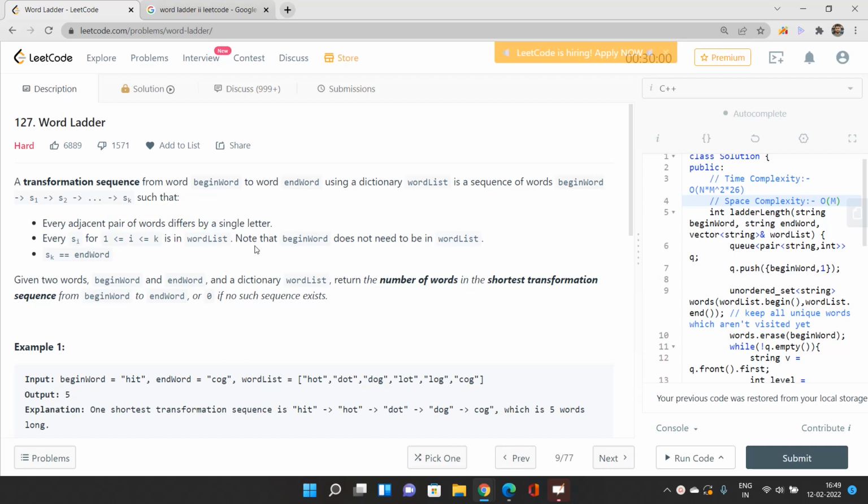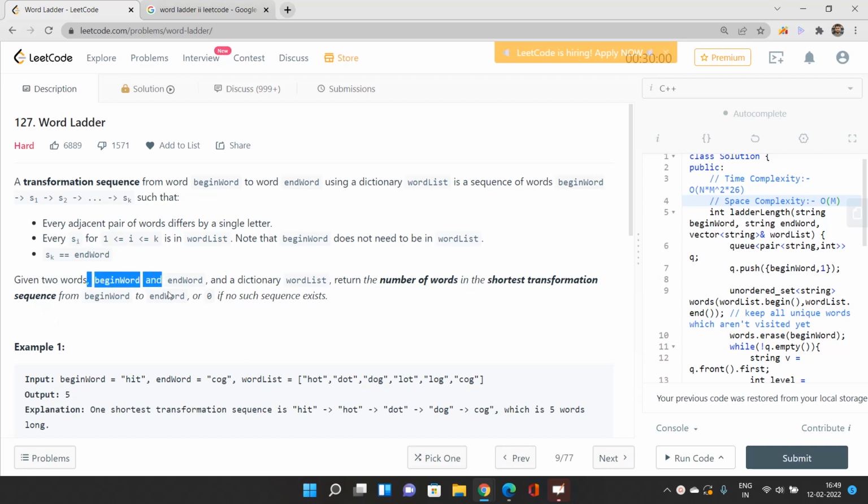A transformation sequence from beginWord to endWord using a dictionary wordList is a sequence of words beginWord, s1, s2, and it goes up to sk, such that every adjacent pair of words differs by a single letter. I would explain it with the help of examples, so for now let's complete that. Every si for i belonging to 1 to k is in the wordList. Note that beginWord does not need to be in the wordList, and the last word of this transformation sequence must match the endWord, because you need to reach the endWord, right? So it must match the endWord.